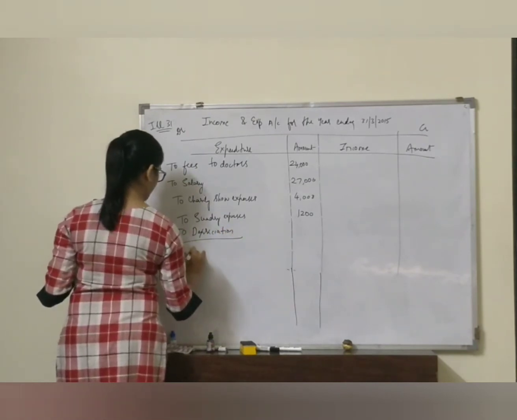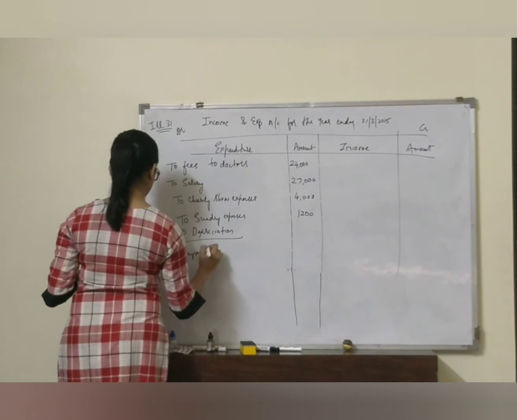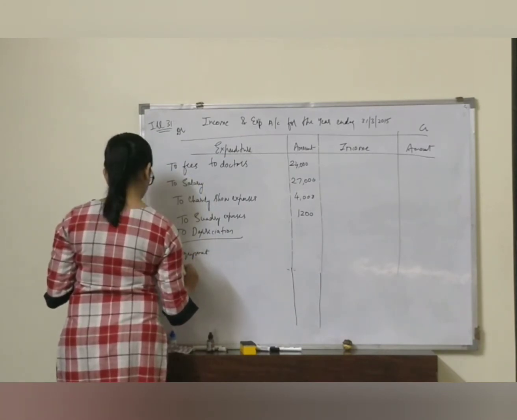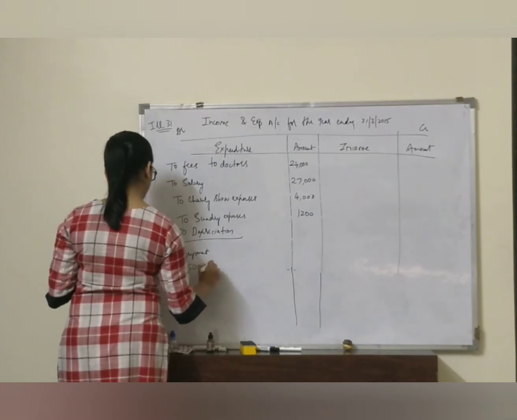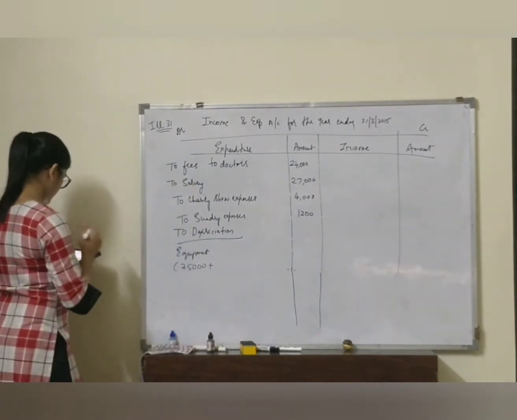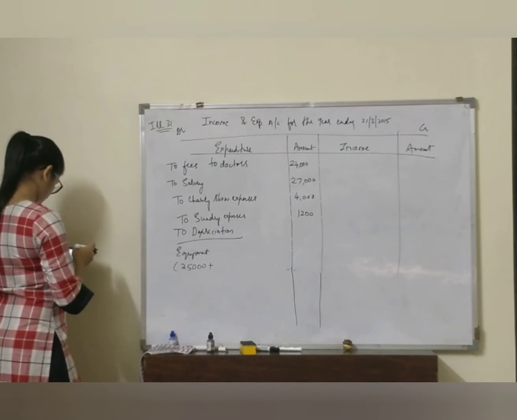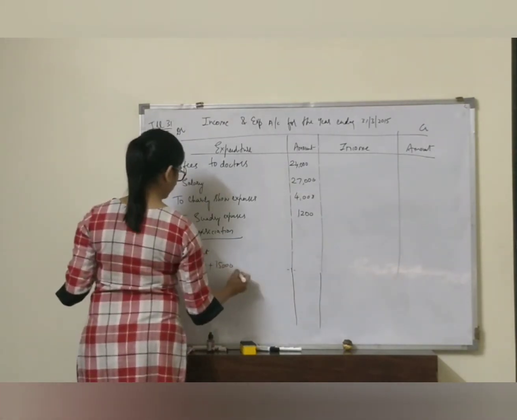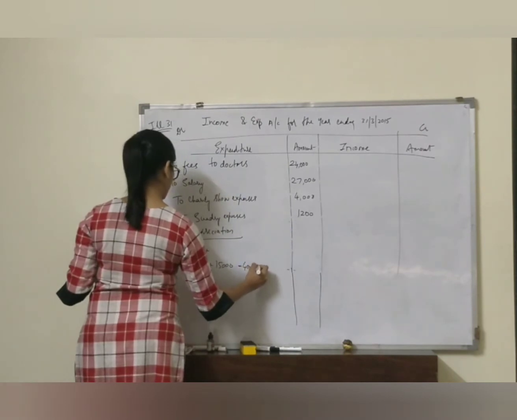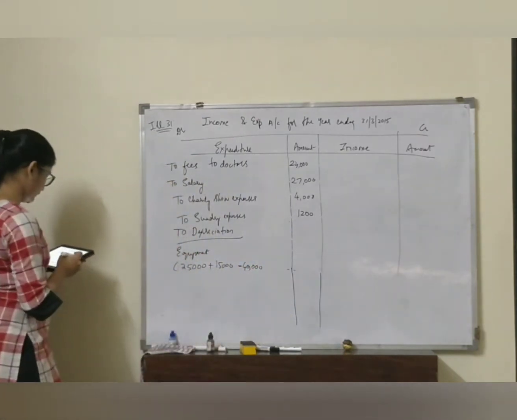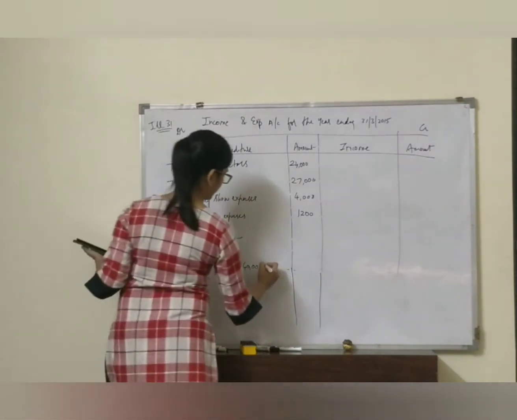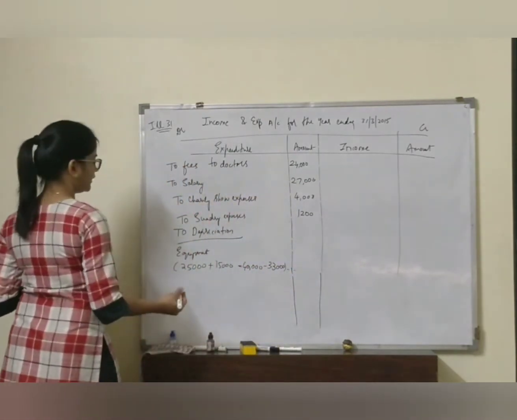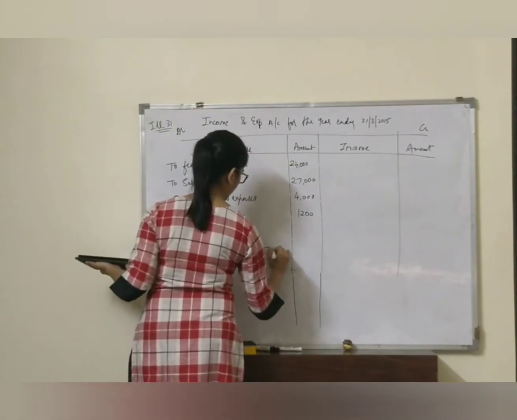First is equipment. What's the opening value of equipment? 25,000. Do we have any additional purchase? Yes. On the payment side, we have additional purchase 15,000. So we get 40,000. But what is our closing balance? It is 33,000. So 40,000 minus 33,000. We get depreciation on equipment as 7,000.